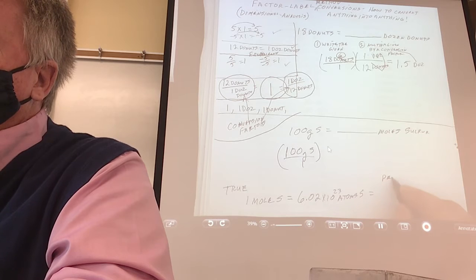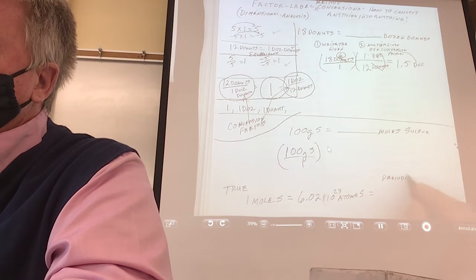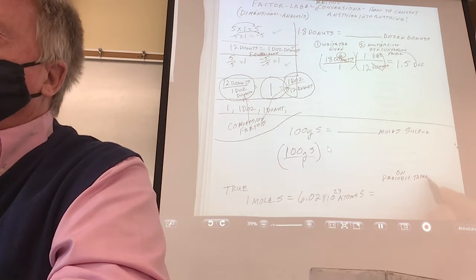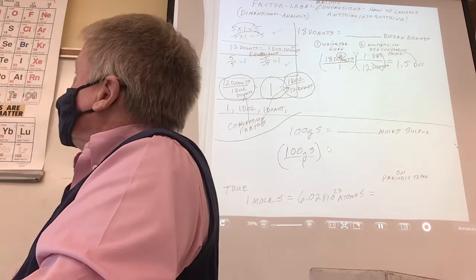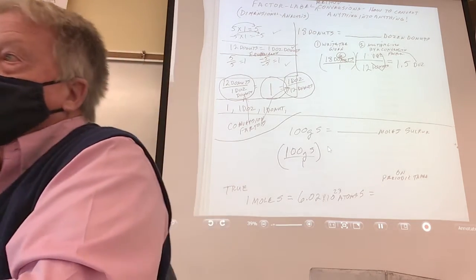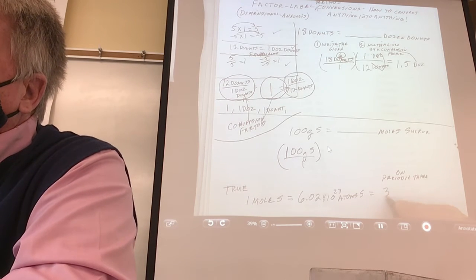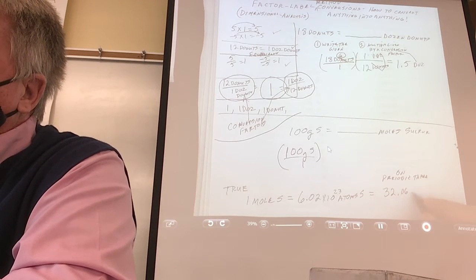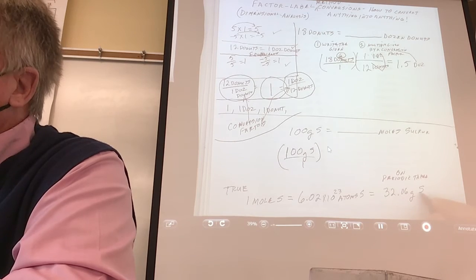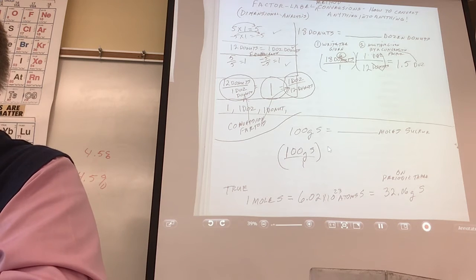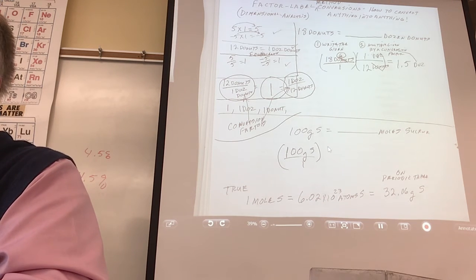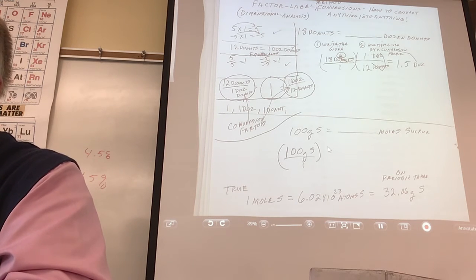Now, one more thing. I want you to look on the periodic table at the decimal number associated with sulfur. Can you see it? 32.06, right? 32.06 grams. If you put grams after that, you now know how to do the 3 equivalents for sulfur. All right, now go ahead and do the problem.